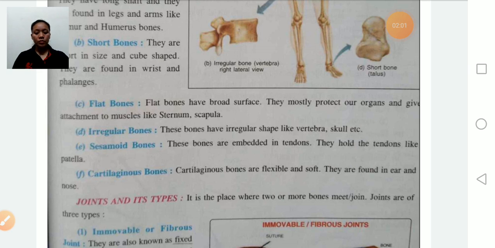Irregular bones have irregular shapes, like the vertebra, skull, etc. Sesamoid bones are embedded, meaning fixed in tendons. These bones are fixed in tendons and they hold the tendons, like the patella, which is present in the kneecap.